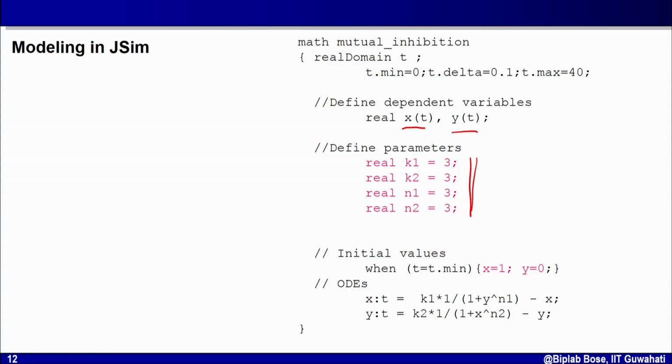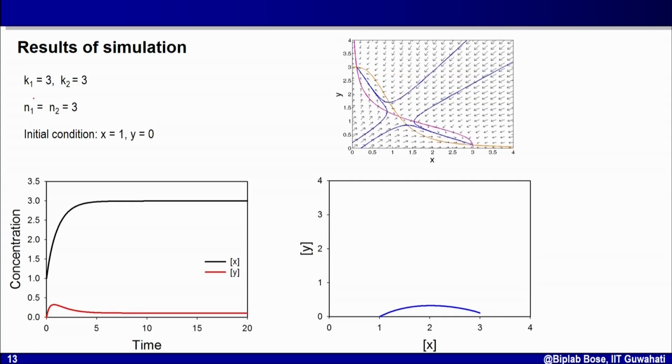I have considered k1, k2 equal to 3, n1, n2 equal to 3, and at t equal to 0, I have x equal to 1 and y equal to 0. So I have considered that the cells I am taking have more x than y at t equal to 0, and these are the ODEs as we have discussed earlier. Now if I do the simulation with k1, k2 equal to 3, n1, n2 equal to 3, and as I said the initial condition x equal to 1, y equal to 0, and plot the data after my JSim simulation, I get this curve.